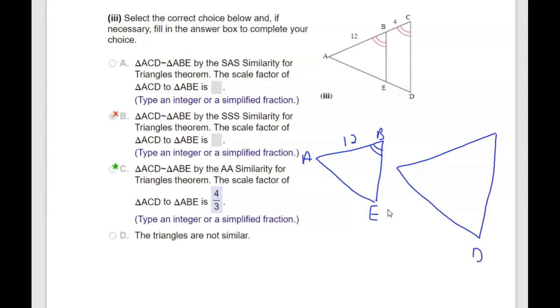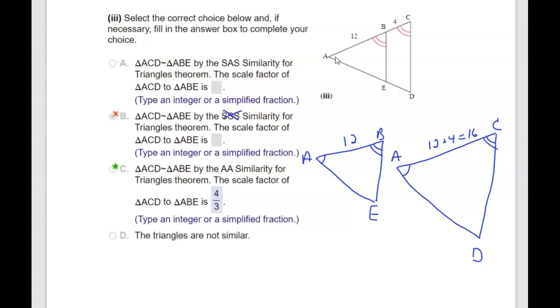which is D, A, and C. Now, this side is not just 4. This side is 12 plus 4. So that's going to be a 16. Now, if you will notice, both of these triangles share angle A. Both of these triangles use angle A, so technically, they both have this angle in common.